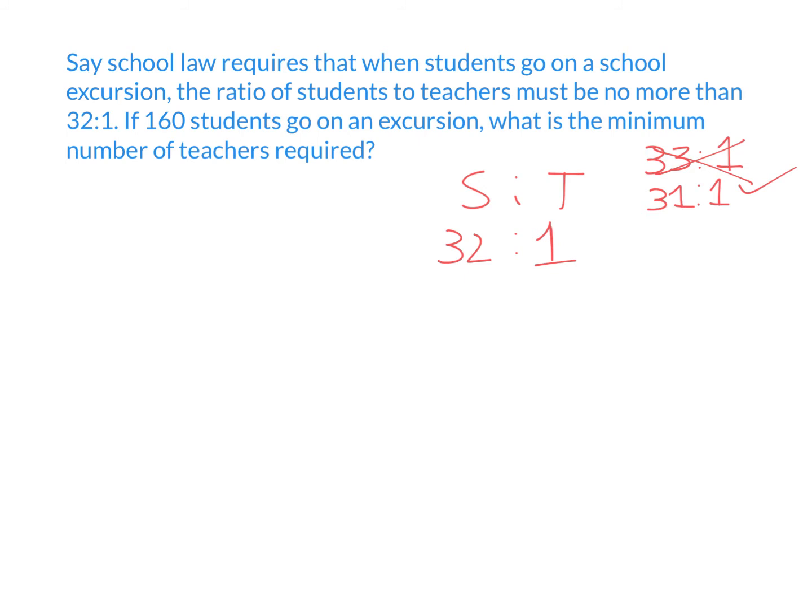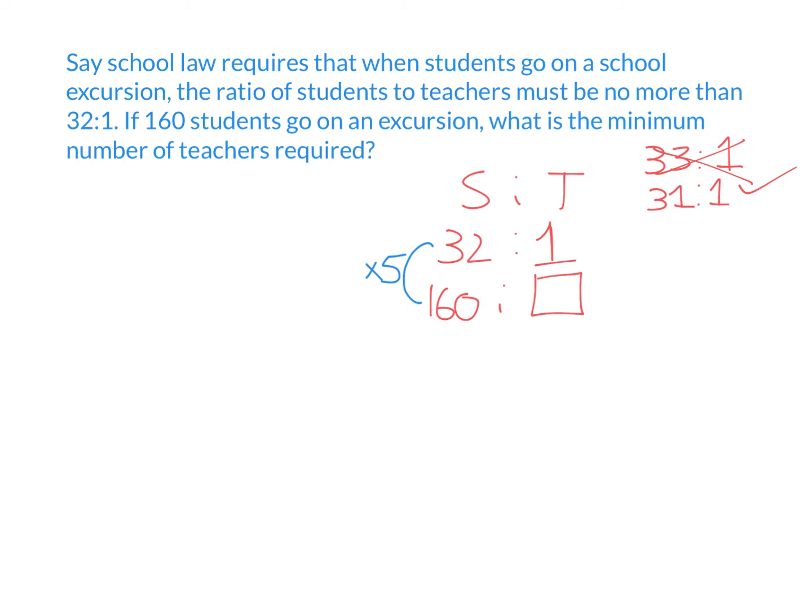We're told in this question 160 go on the excursion. So what we're essentially saying, there are 160 students. How many teachers do we need? I want these two ratios to be equal. So 32 to 160, I actually multiply by 5. Now, if you didn't see that, just add up 32 until you get to 160. 32, 64, 96, 128, 160.